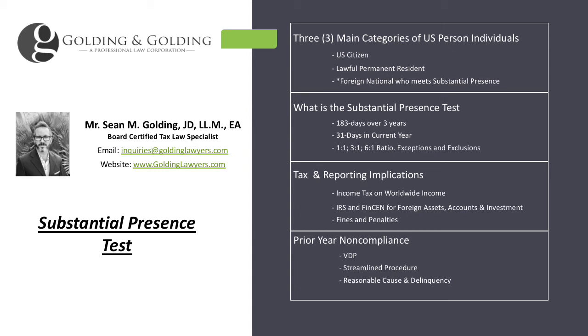Like if you're here as a student on the F1 visa, for the first 5 years that you're on it, you are not considered a U.S. person. Even if you're living in the U.S. full time, that won't count toward the substantial presence test.